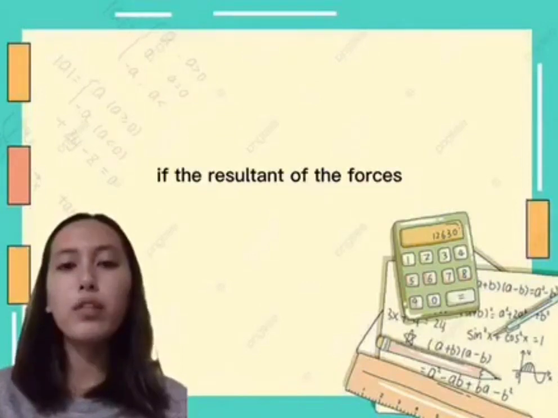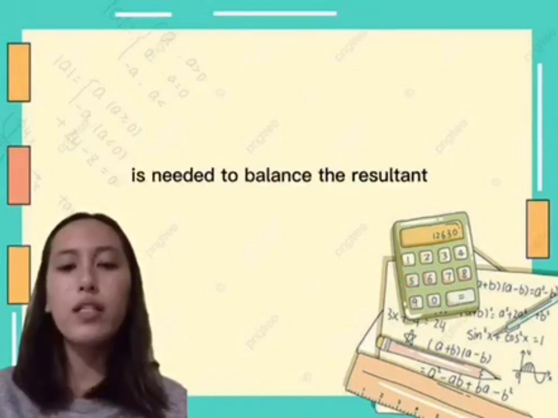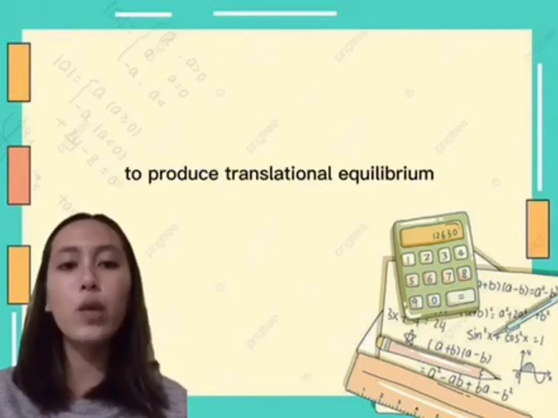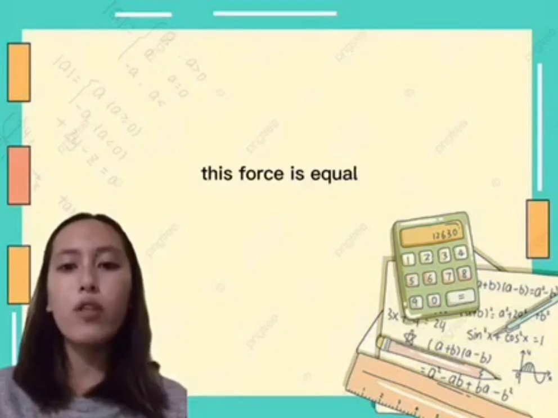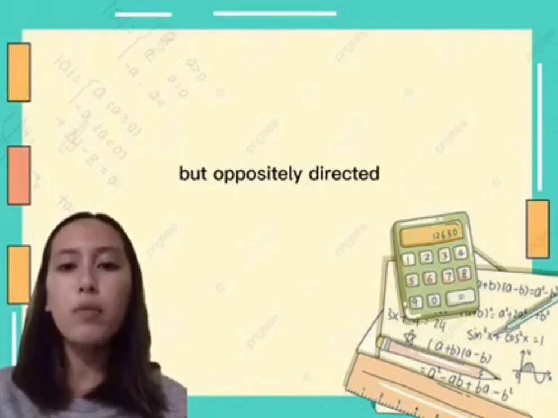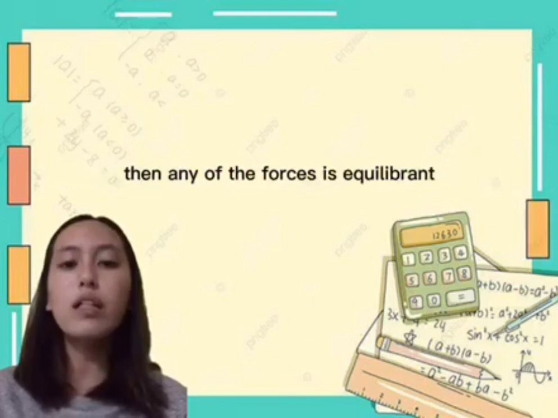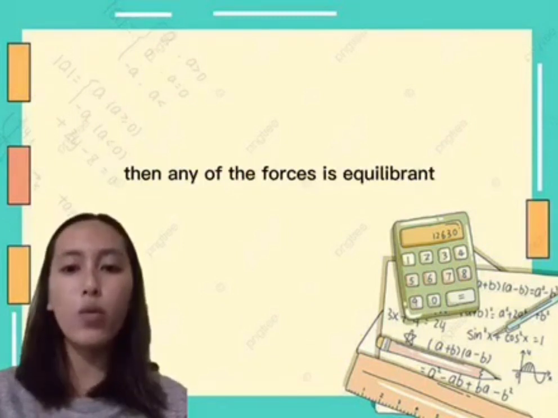If the resultant of the forces acting on a body is not zero, the addition of another force, called the equilibrant, is needed to balance the resultant to produce translational equilibrium. This force is equal in magnitude to the resultant force but oppositely directed. If the resultant of the forces acting on a body is zero, then any of the forces is the equilibrant of the other forces.